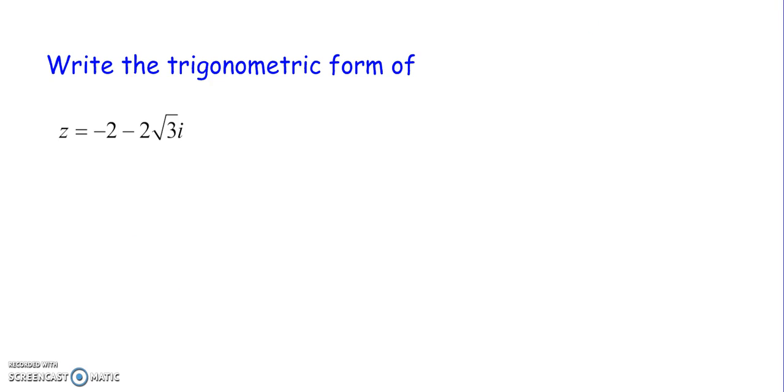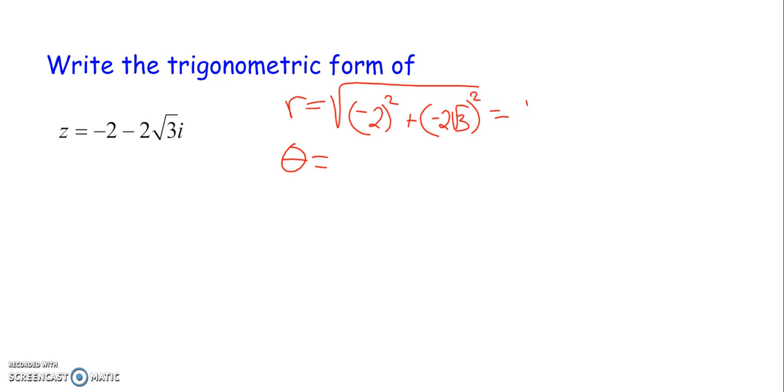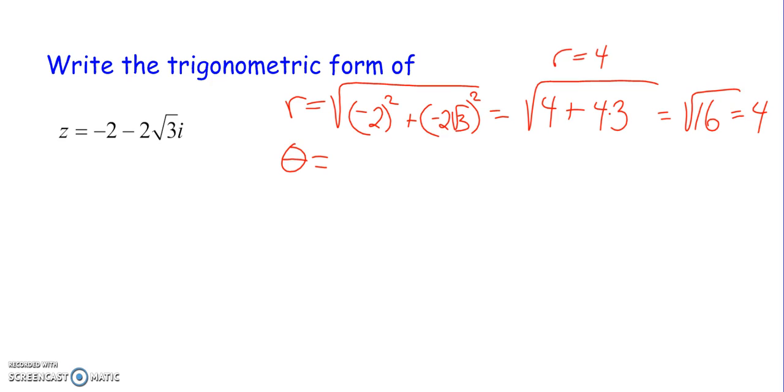Okay, so here I have a complex number, and I want to write it in trig form. So what I need to do is figure out r, and I need to figure out theta. R is the straightforward one. It's the one we've used before. It would be -2 squared plus -2 radical 3 squared. When I do that, 4 plus, now we've got to be careful, -2 squared is 4, and radical 3 squared is 3, so I still need to multiply that. I'm totally getting radical 16, which is 4. So r is 4.